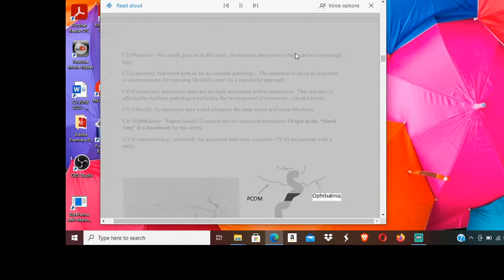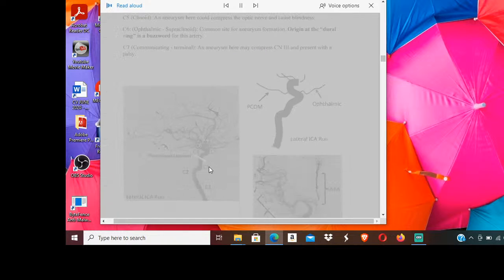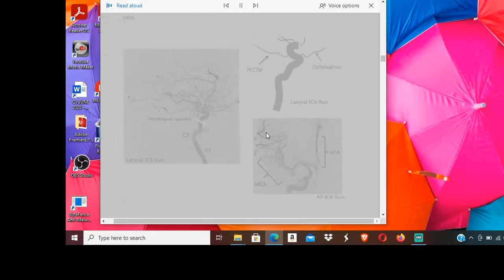Ophthalmic. Lateral ICA. C2, petrous, not much goes on at this level. Sometimes aneurysms, which can be surprisingly big. C3, lacerum, not much here as far as vascular pathology. The anatomic location is important to neurosurgeons for exposing Meckel's cave via transfacial approach. C4, cavernous, aneurysms here are strongly associated with hypertension. This segment is affected by multiple pathologies including the development of cavernous carotid fistula. C5, clinoid, an aneurysm here could compress the optic nerve and cause blindness.